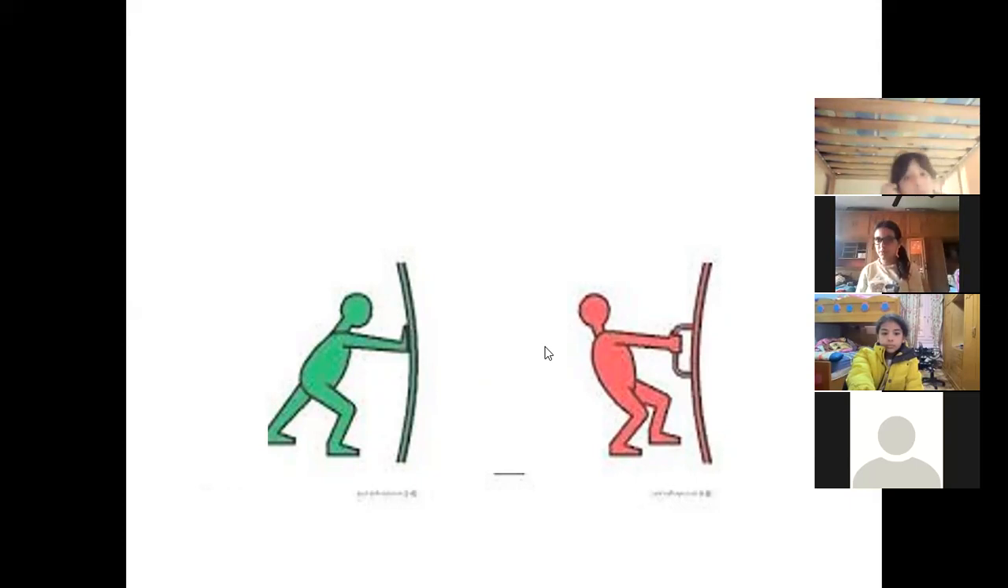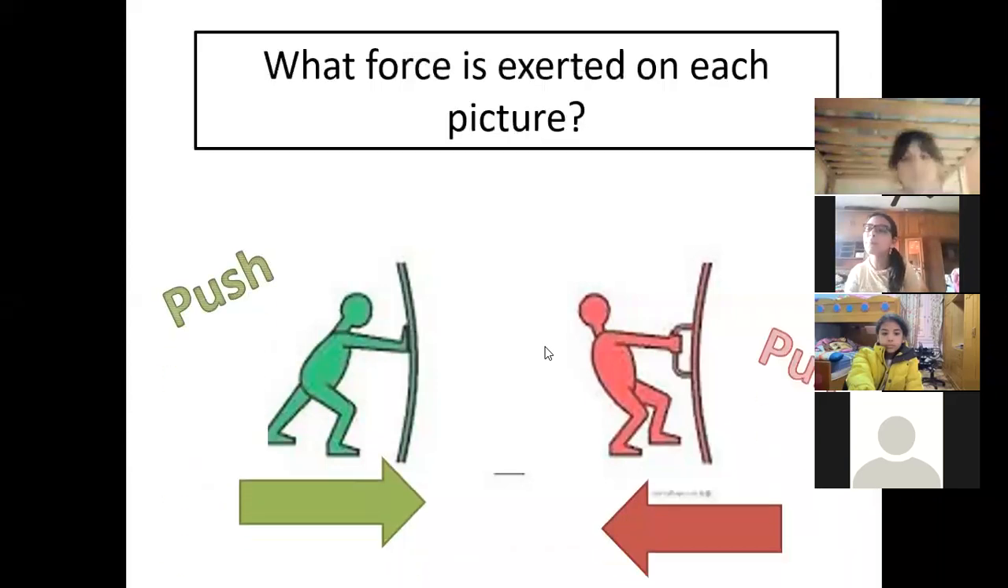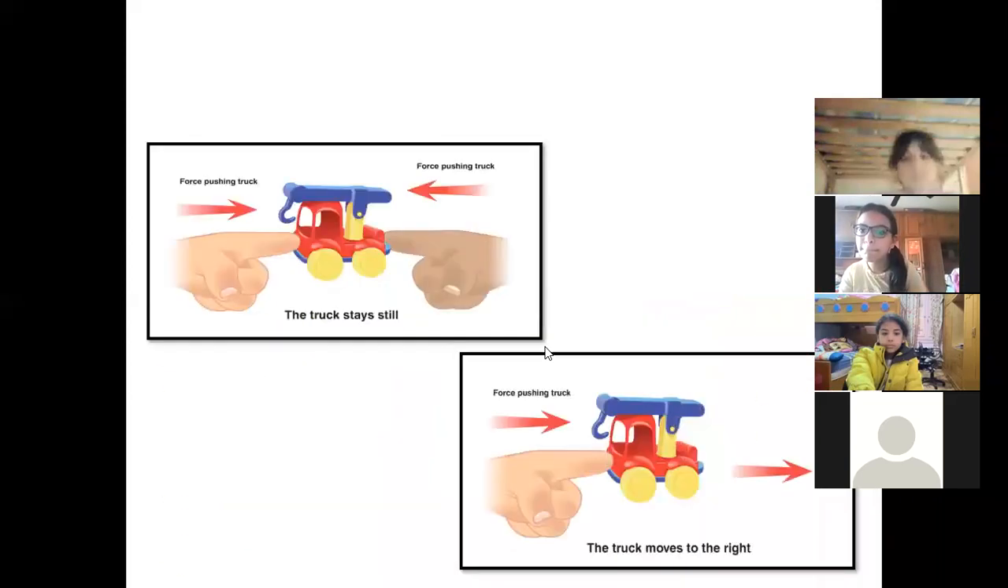Okay? Now, Lina, which one of those is a push and which one is a pull? I want you to unmute your mic first. The green one is a push and the red one is a pull. Yes, the green one is a push and the red one is a pull. Okay? Now, let's look at those two pictures, guys.